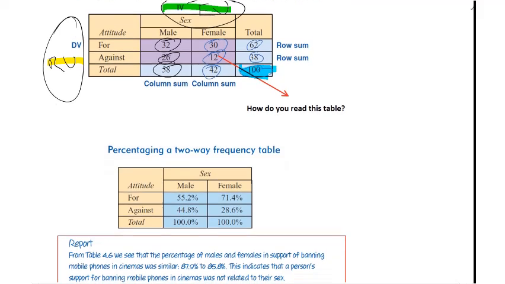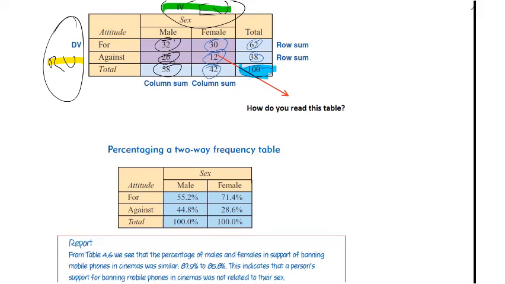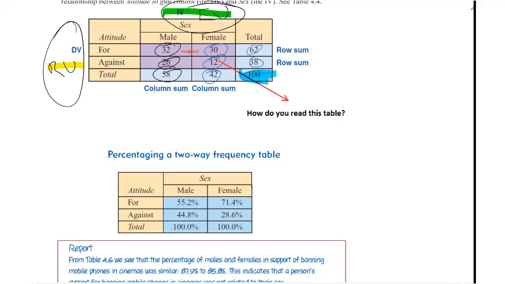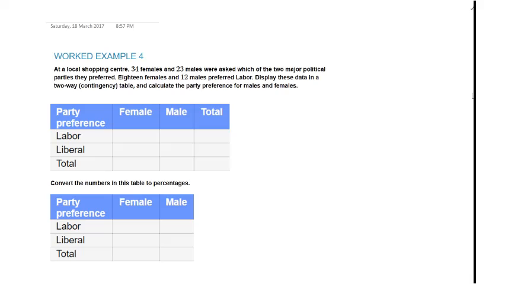We can convert that, because sometimes those numbers are not the most useful and you want to look at them as percentages. Looking at the males, 32 out of 58 is 55.2% of males for gun control. Even though the numbers up the top are similar, nearly 20% more, 71% of females are actually for it, because there were fewer females in the initial group.